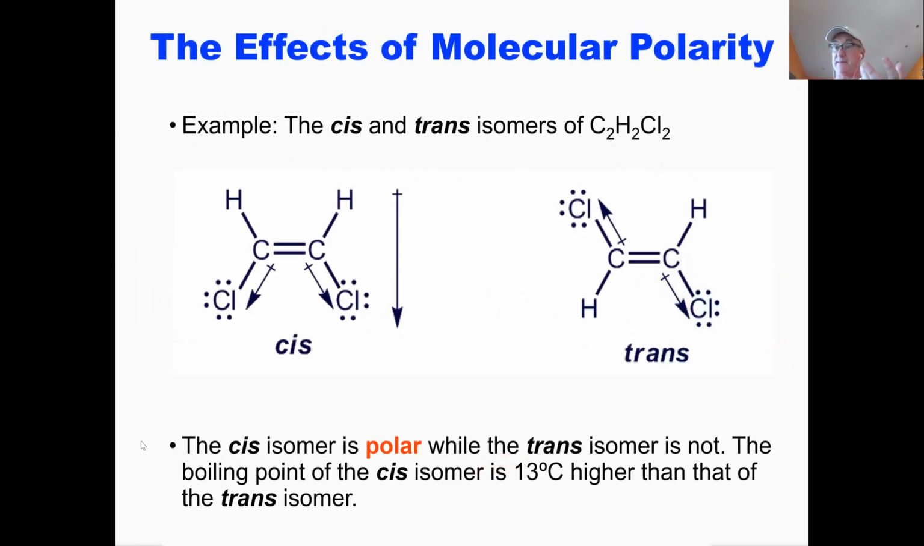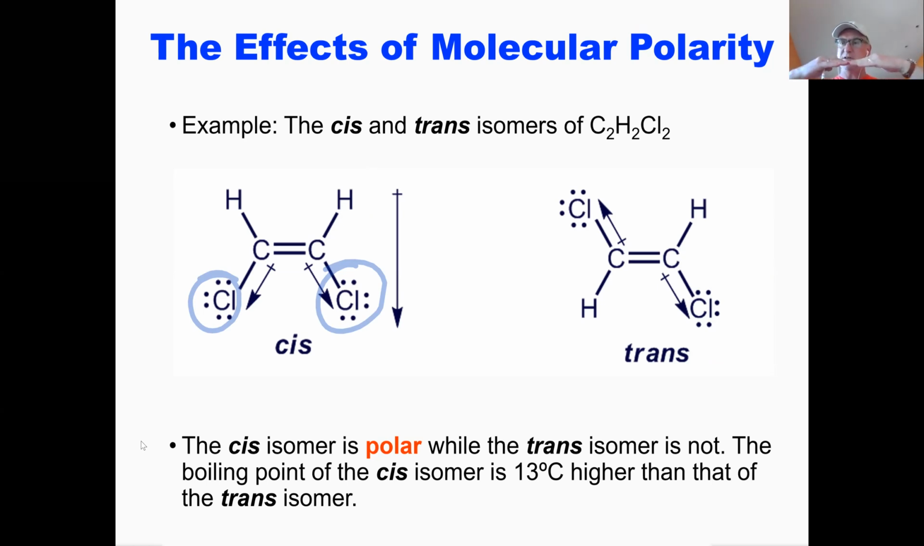These are some of the effects that polarity can have. So this is ethene, dichloroethene. Ethene is the same as ethane, but with a double bond. So we have a carbon-carbon double bond with hydrogens. We would call that ethene. But here we have two chlorines, so we call it dichloroethene. And notice there's two different ways you can draw that same molecule.